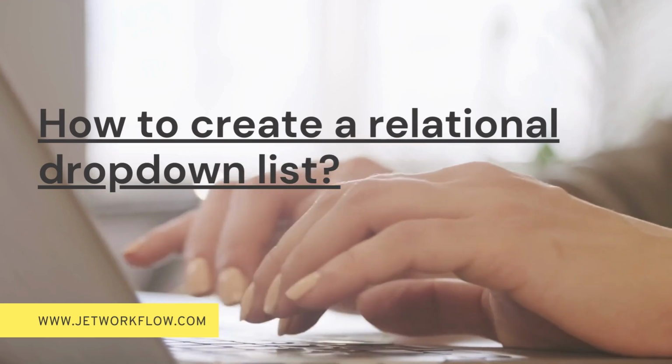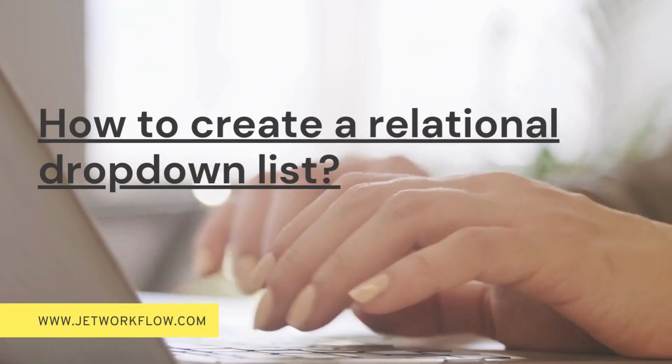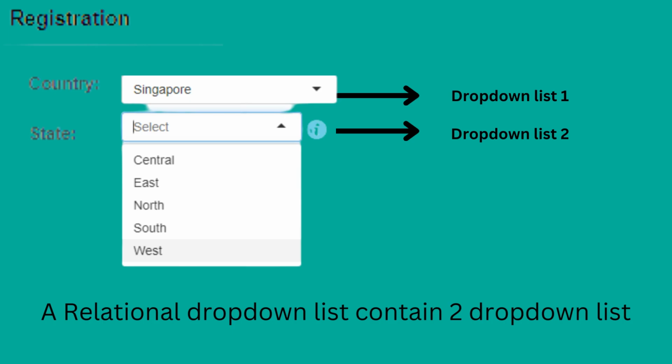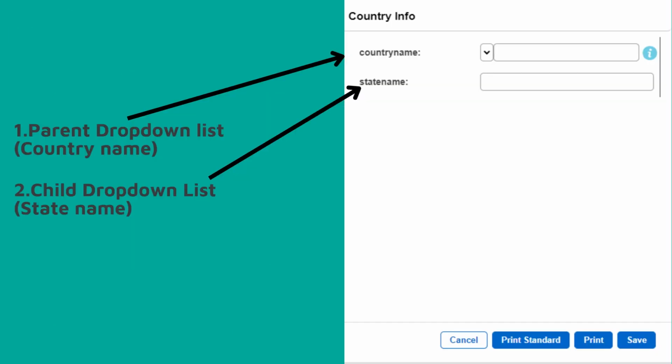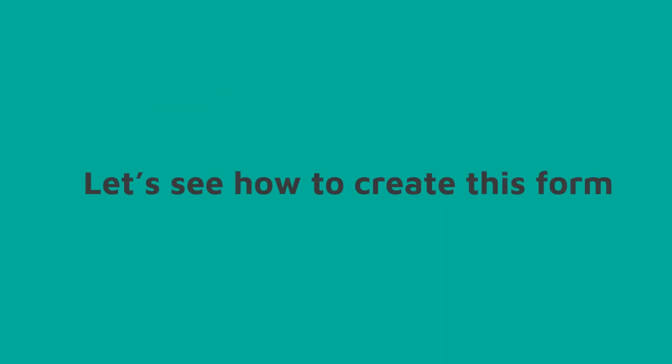How to create a relational drop-down list. A relational drop-down list consists of two drop-down lists. One is the parent drop-down list, which consists of country names, and the other is the child drop-down list, which contains state names. Let's see how to create this form.